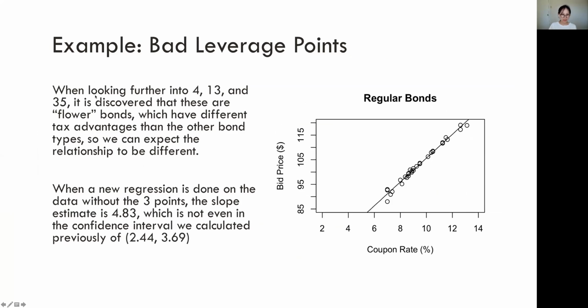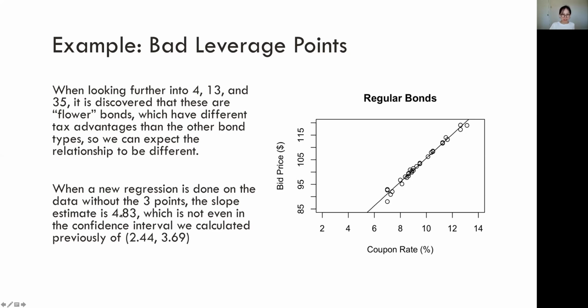Well, continuing this example. When we look further into these data points, 4, 13, and 35, in this dataset, it's discovered that these are flower bonds, which have a different tax advantage than the other bond types. So we can expect the relationship to be different. When a new regression is done on the data without these 3 points, it looks much better.